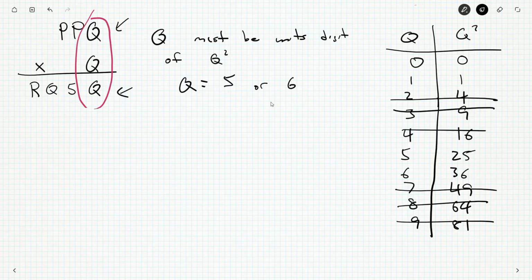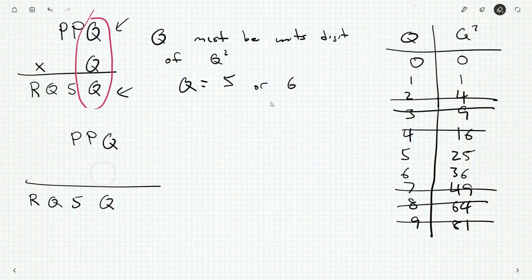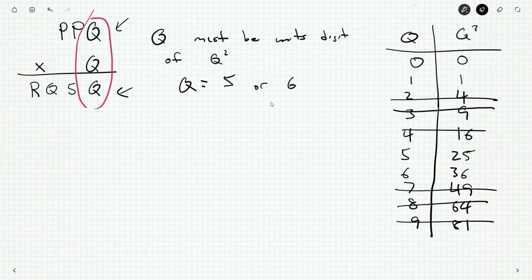Okay. So now what have we got? Well, we have PPQ times Q, and we get RQ5Q. Okay. Well, I suppose we just said, well, what if Q is 5?